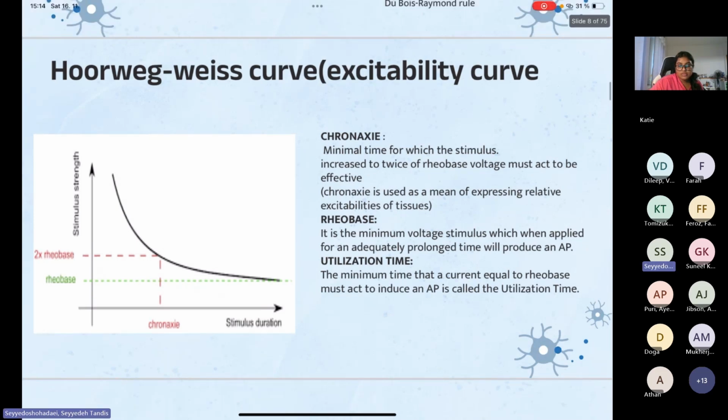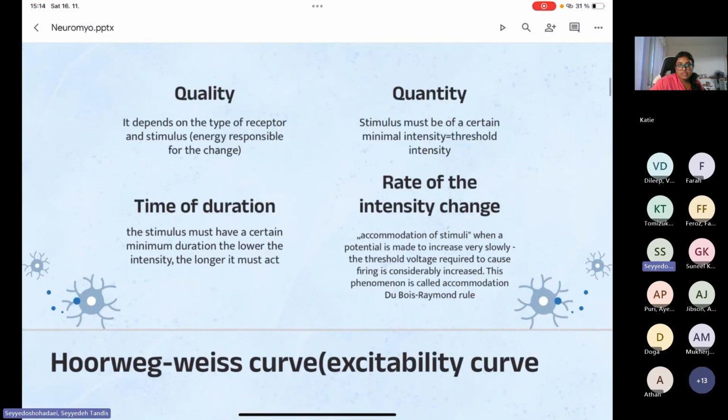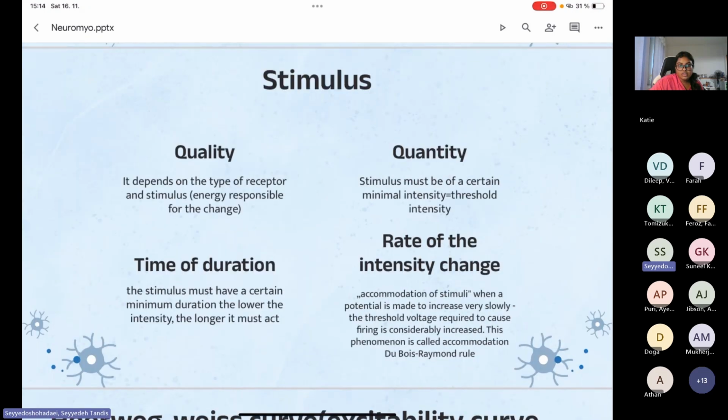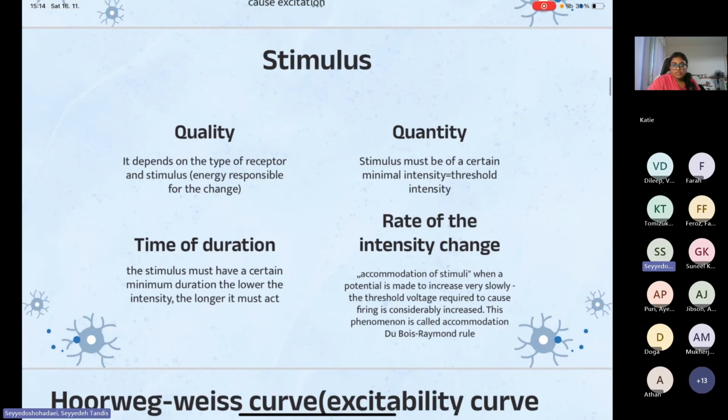It would be fine. And the last thing that will affect the stimulus is the rate of intensity change. The intensity can change, and the action potential can be more or less, or it can stop, and all of this.